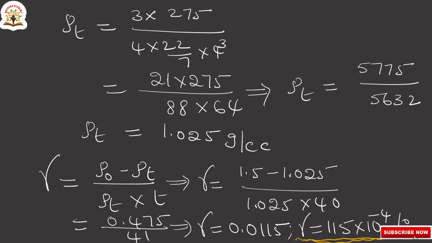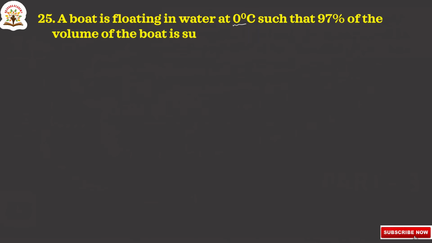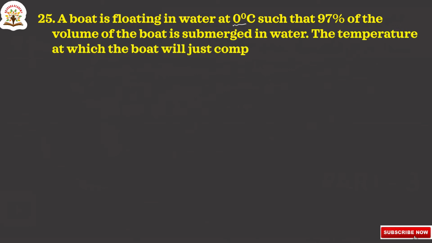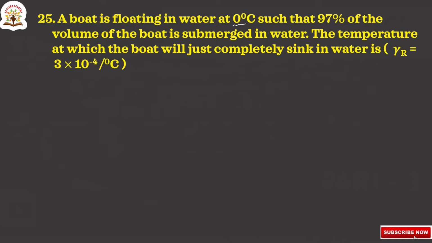Okay, next we'll go to the next question. A boat is floating in water at 0 degree centigrade such that 97% of volume of the boat is submerged in water. The temperature at which the boat will just completely sink in water is, here they given gamma r is equal to 3 into 10 to the power of minus 4 per degree centigrade. Here we have to calculate the temperature at which the boat will just completely sink in water. Okay, now let us go to the solution.